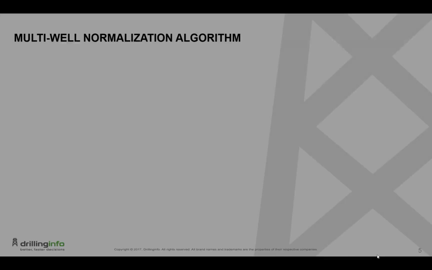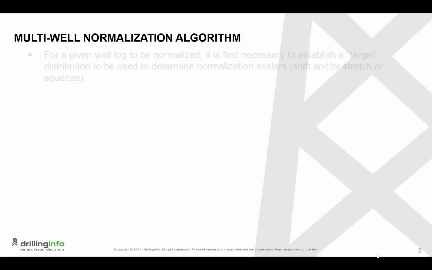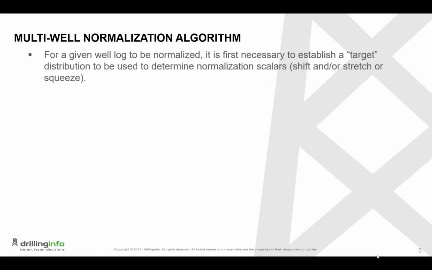Before we discuss the multi-well process flow, let's first review the basic normalization step for any given well log. For this well log to be normalized, it is first necessary to establish a target distribution to which the current well log distribution will be matched or normalized. This matching requires the determination of normalization scalars, shift and/or stretch or squeeze, as required by the selected normalization option.